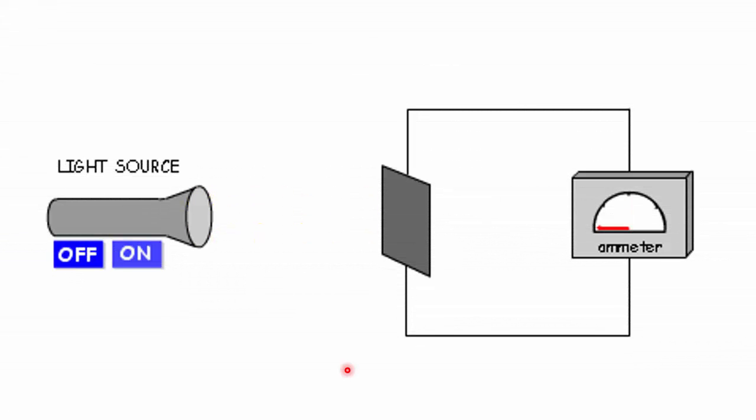So what you see on the screen is a light source falling on a metal surface. একটা লাইট মেটাল সারফেসে পড়ছে। তাহলে কি দেখা যাচ্ছে? What you see is that an ammeter measures current. An ammeter is showing a value, showing reading. ammeter reading show করছে। এটা কেন হচ্ছে?